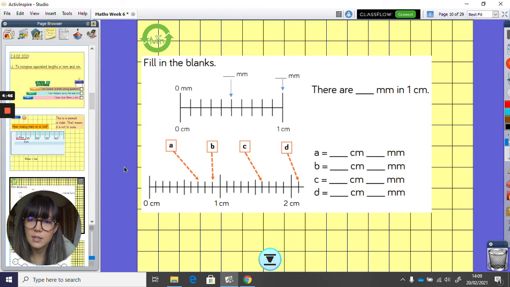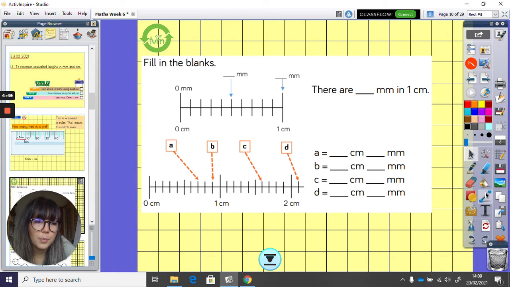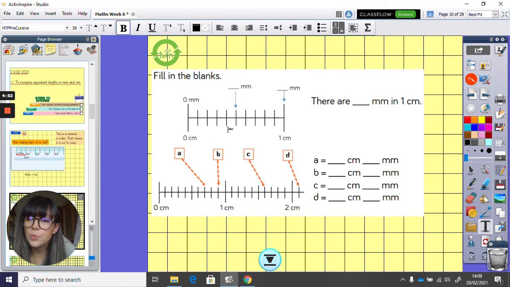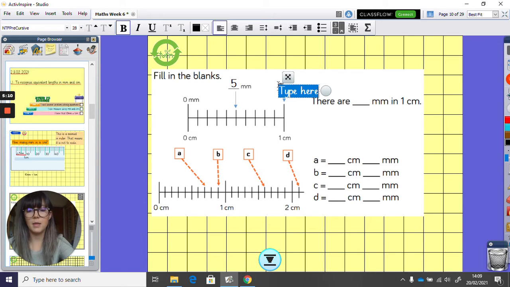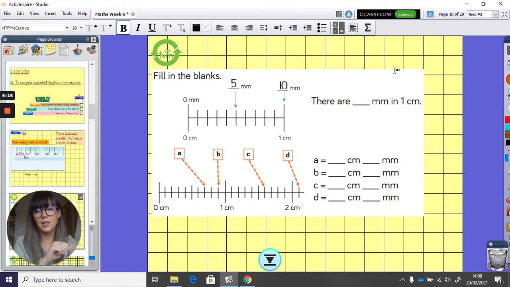Let's work out the answers. Here up the top, we know that we're going up in ones because we're going up in millimetres to get 1 centimetre. So 1 millimetre, 2 millimetres, 3 millimetres, 4 millimetres, 5 millimetres. We know that because it's in the middle as well. Then 6 millimetres, 7 millimetres, 8 millimetres, 9 millimetres and 10 millimetres. That helps because we already know that 10 millimetres equals 1 centimetre. So if we look here, there are 10 millimetres in 1 centimetre. That's very important for converting, so we need to know that.